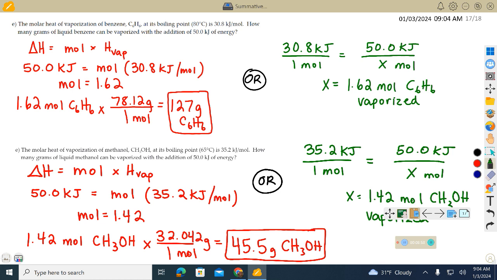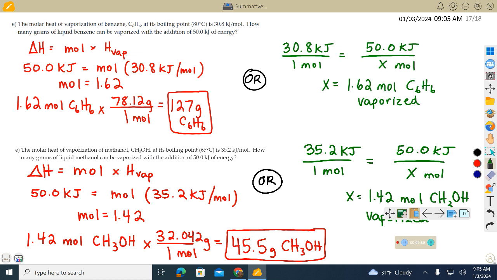Part E. You had two options, but they're both good to look at, and there's two ways that you could have solved these. I've got the heat of vaporization of benzene or methanol, and we want to know how many grams of liquid benzene or methanol can be vaporized with the addition of 50 kilojoules of energy. So you could set this up a couple ways. The definition of heat of vaporization is that it's the amount of heat needed to vaporize 1 mole, kilojoules per mole. Well, then all I have to do is multiply by the moles that I do have to figure out how much energy is needed to vaporize my sample.